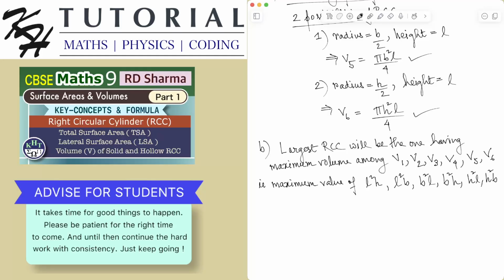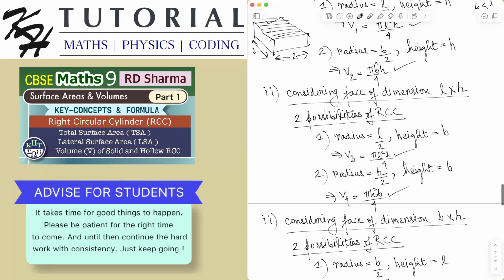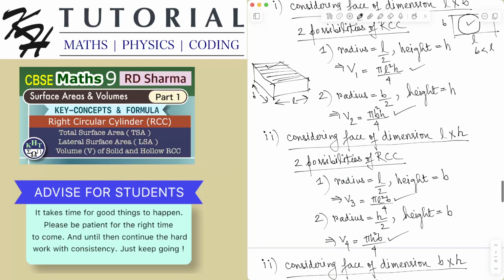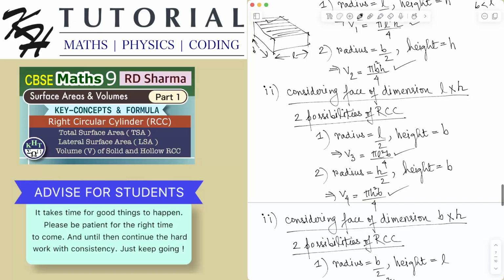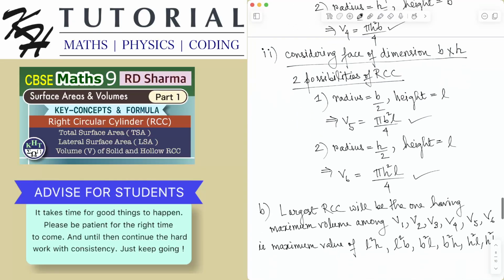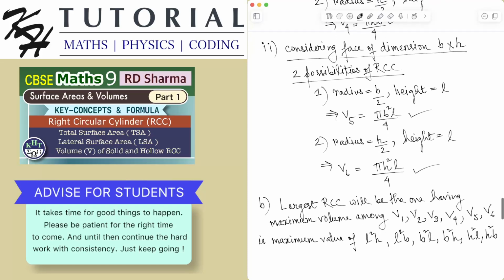So these are the 6 volumes, V1, V2, V3, V4, V5, V6, which are basically pi L square H by 4, pi B square H by 4, and then pi L square B by 4, pi H square B by 4, and then pi B square L by 4 and pi H square L by 4. Out of these 6 volumes, whichever is the maximum, that will be the target largest RCC.